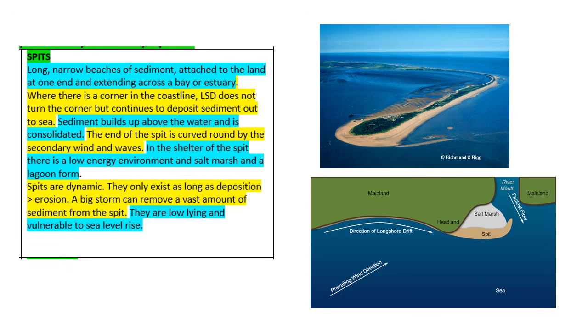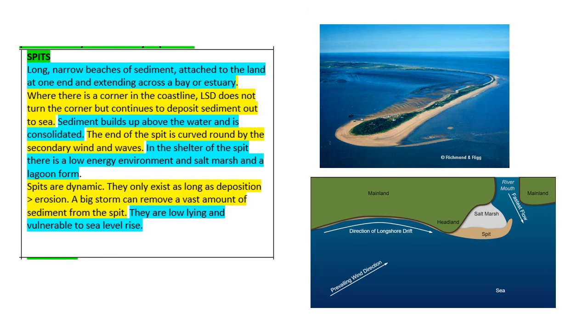Now we need to also be able to say that spits are dynamic. They only exist as long as deposition is greater than erosion. A big storm overnight can remove a large amount of sediment from a spit and change its shape dramatically. They are also very low-lying, and so they're vulnerable to sea level and being inundated and being cut off by the rising sea level.